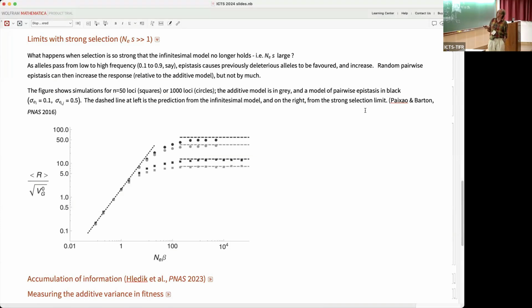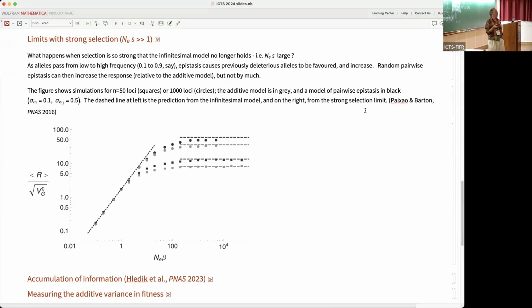And the black dots are with a bit of epistasis, actually with fairly strong epistasis, with different standard deviations. We chose the standard deviation of the pairwise coefficients 0.5, 5 times the standard deviation of the additive effect. So you could argue about what to choose for parameters, but basically there is an increase due to epistasis, but it's not enormous, and you end up at a limit that you can predict. These dashed lines are the theoretical prediction for the ultimate response. And the theory was for this very strong selection limit, for NE very large. So this is just to say that epistasis isn't magic.